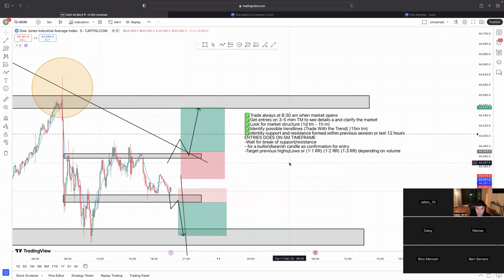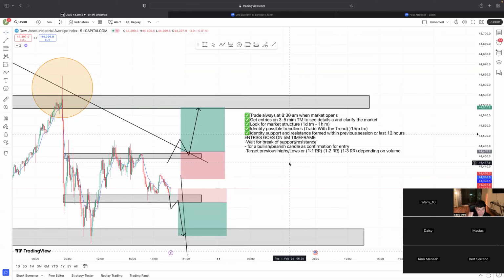So we always trade at 8:30 a.m. If we are late, then we won't trade at all, because we won't have as much volume and we won't have as much certainty of the market. So that's the first confirmation. The second confirmation is always look for market structure. And where do you look for market structure? In the daily and the 1 hour time frame.